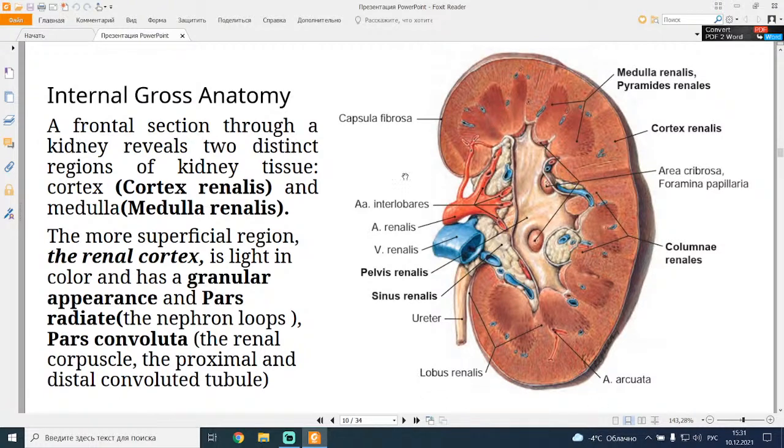Internal gross anatomy. A frontal section through a kidney reveals two distinct regions of kidney tissue: cortex renalis and medulla renalis. The most superficial region, the renal cortex, is light in color and has a granular appearance. It includes pars radiata, the nephron loops, and pars convoluta, the renal corpuscle, and the proximal and distal convoluted tubules.